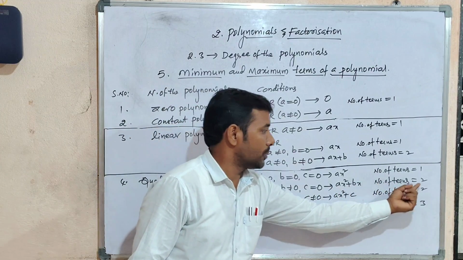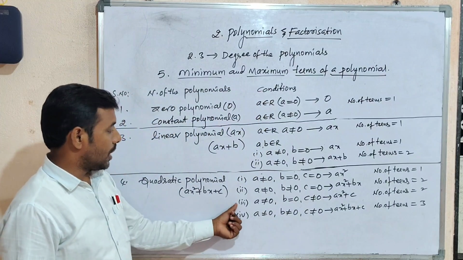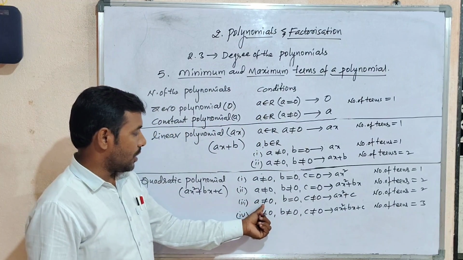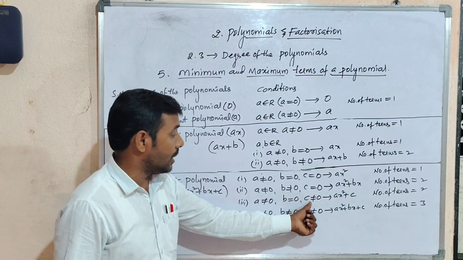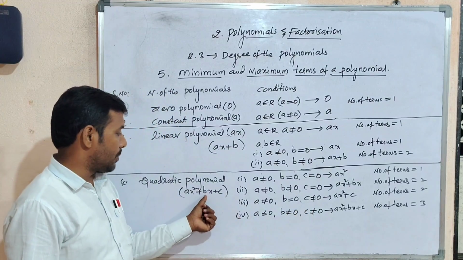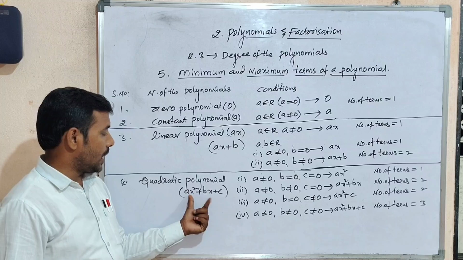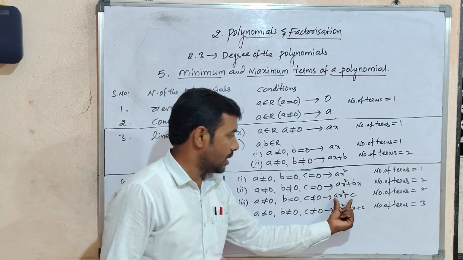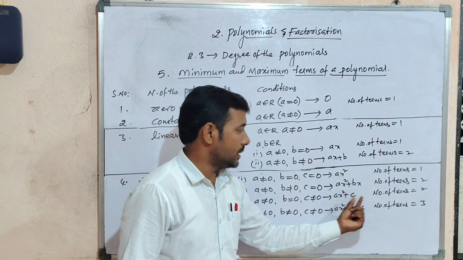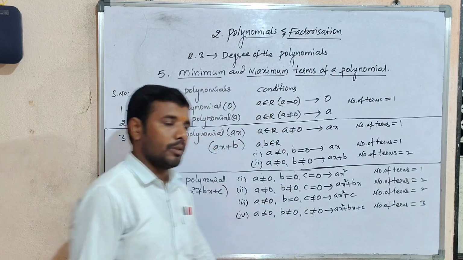In this, the number of terms is 2. Third situation: A not equal to 0, B is equal to 0, C not equal to 0. Nothing but B considered 0. Then what is the outcome? Ax square plus C. Here it is written already, Ax square plus C. In this, the number of terms is again 2 only.